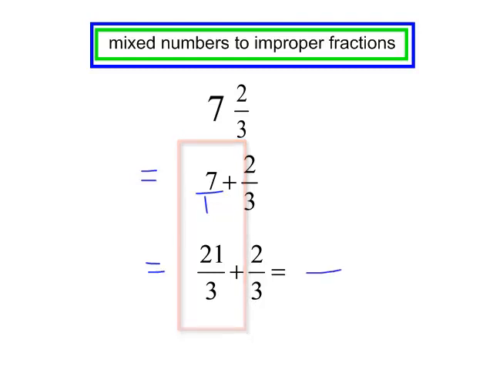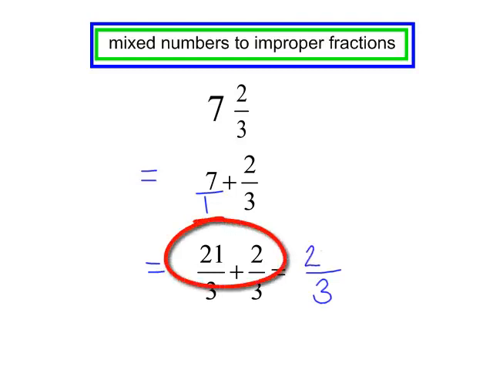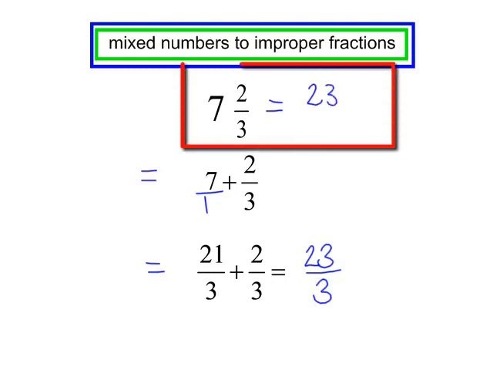And now I have a common denominator, so I can add these fractions. Make sure you keep that denominator, and 21 plus 2 is 23. 7 2/3 is the mixed number. The improper fraction is 23 over 3.